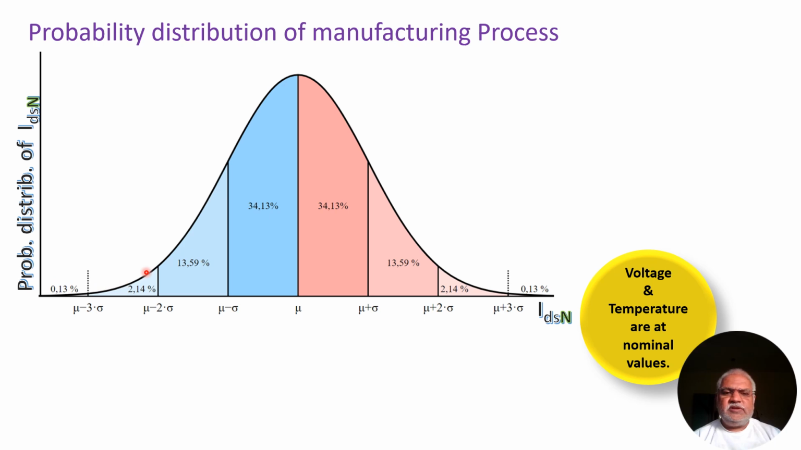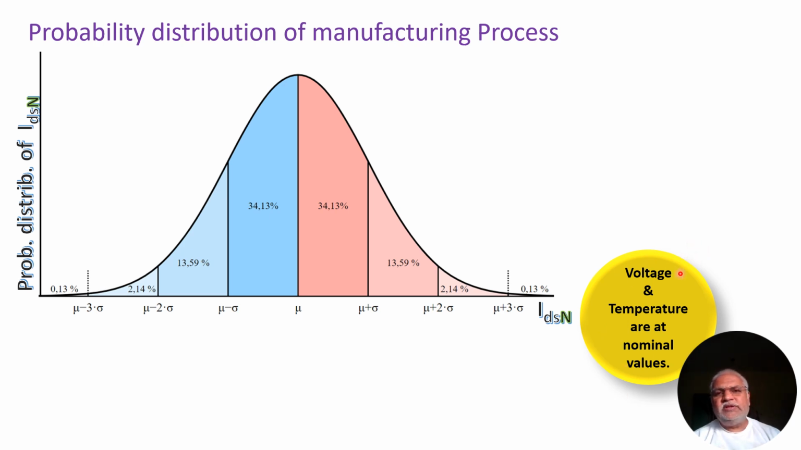Let us consider the typical MOS design distribution of an NMOS. Here we are considering the drain to source current. There can be other design parameters such as VTH and IDL. Here we are considering only their probability distribution, and as you know, this is the typical nominal value, and this is done at nominal voltage and temperature.